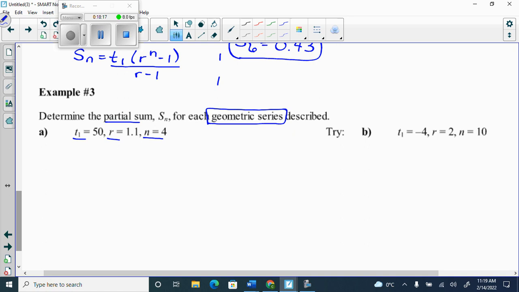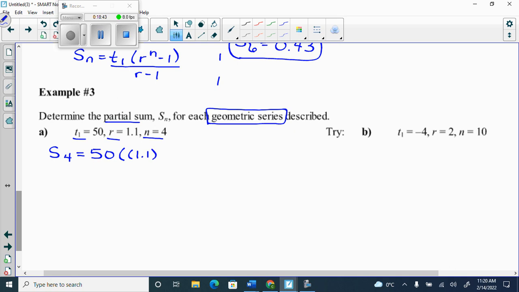All right, so which formula are we going to use? The first one or the second one? Which one has T1, R, and N? The first one. So plug it into the first one. So we're going to go S4 equals T1, which is 50, bracket, R, which is 1.1.